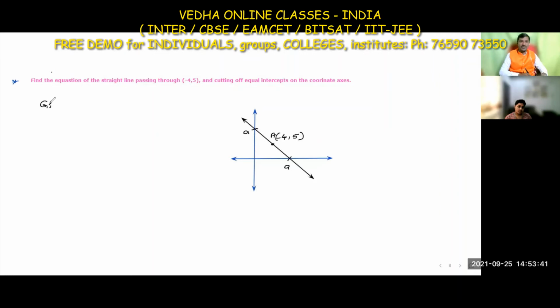Okay, so now I am writing the given point. Given point is minus 4 comma 5. And what is the given condition? Equal intercepts. So it is making equal intercepts. What is the intercept form? Write the intercept form. Intercept form is x by a plus y by b is equals to 1.